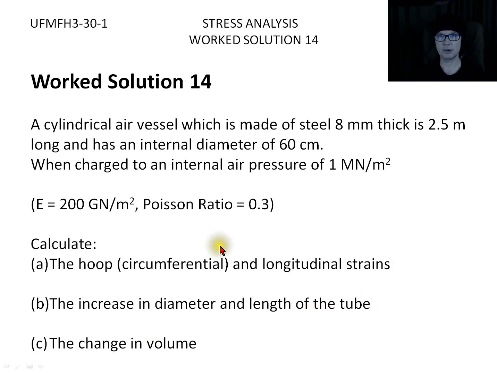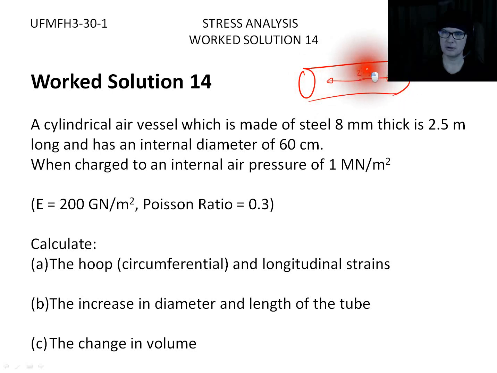Okay, so work solution 14. We're doing a cylindrical pressure vessel, and this is 2.5 meters long. It's telling us the internal diameter, 60 centimeters.